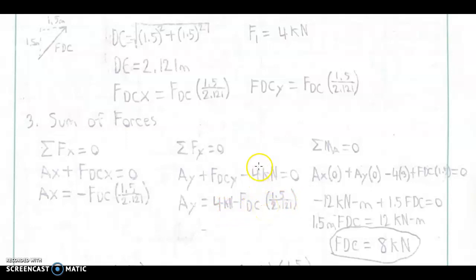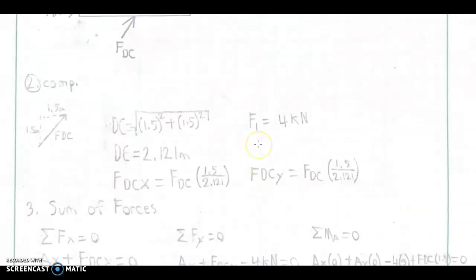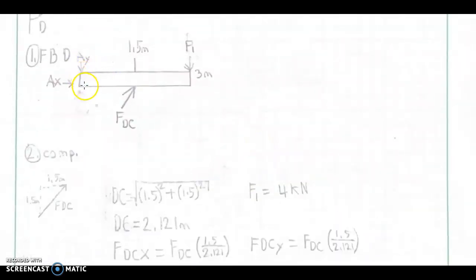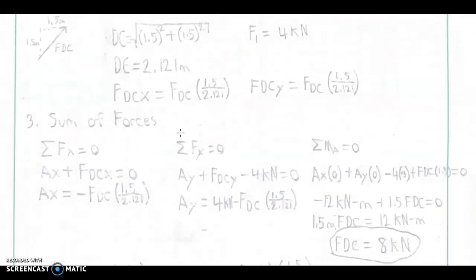We do this because when we sum up all of our moments about point A, it will make our AX and AY components go to 0, which will allow us to solve for this force, which we can later plug back into these other two equations to solve for those components. So the sum of the moments about point A will be set equal to 0. It's going to be AX times its moment arm, which is 0, AY times its moment arm, 0, the 4 kilonewton force times its 3 meter moment arm, then FDC times its 1.5 meter moment arm. Set all of that equal to 0.